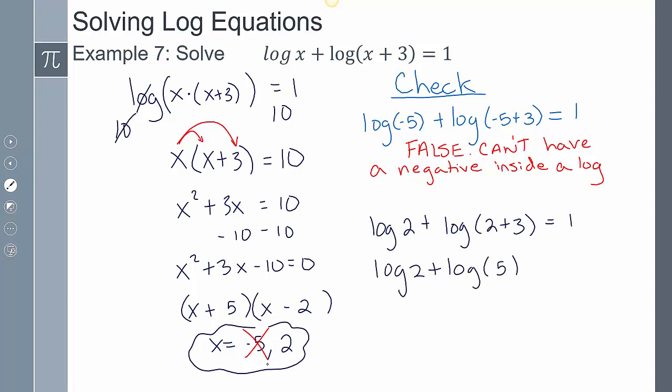So now testing 2, I get log base 2 plus log 5. I can represent these as products. So I get log 10. Well, those are going to cancel out into 1. So I want to equal 1, so therefore it works.